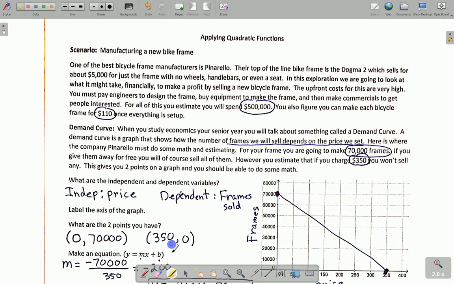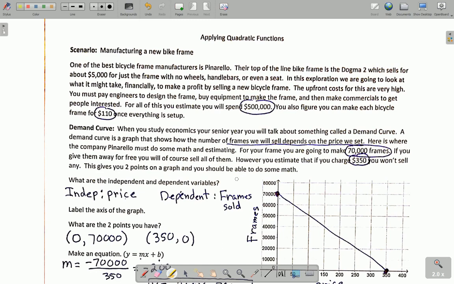Hello, Algebra 2. I wanted to give you a quick overview of the profit curve and demand curve problem we went over last time, in case you forgot something or you weren't there. So we have this scenario where we're going to make a demand curve to make a profit curve.